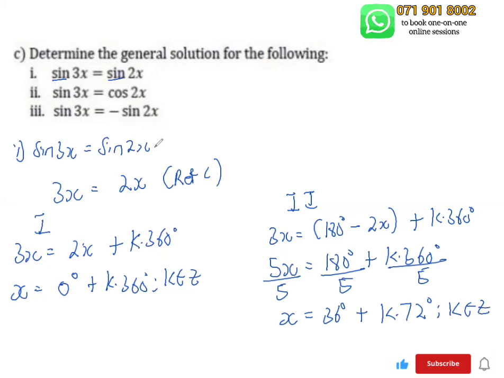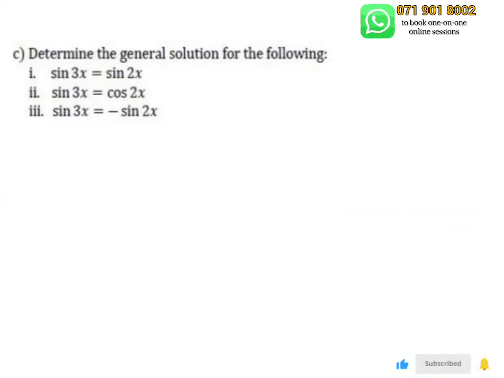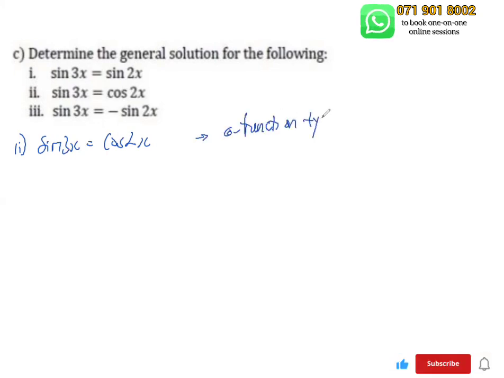So this was suggesting that we need to check where sine is positive. So it's within the first quadrant and the second quadrant. Okay, so now coming to number 2, you have sine 3x is equal to cos 2x, right? Now with this one, we can see that the trig ratios are not the same. And again, the angles are not the same here. In a situation whereby the trig ratios are not the same and the angles are not the same, this is normally what we call a cofunction type, right? So this is a cofunction type.